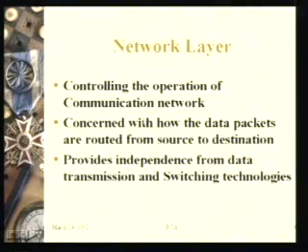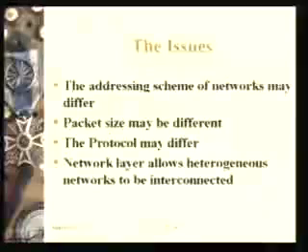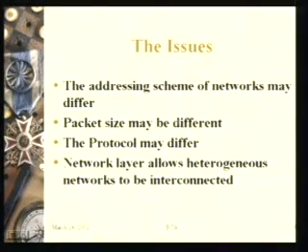Network layer, controlling the operation of the communication network. So the communication network is there, which is provided by the data link layer. How to control these operations? It is concerned with how data packets are routed from source to destination, and provides independence from the data transmission and switching technologies which are used at the data link layer. So gradually you will find the services are becoming stronger and stronger, better and better and closer to what you have.